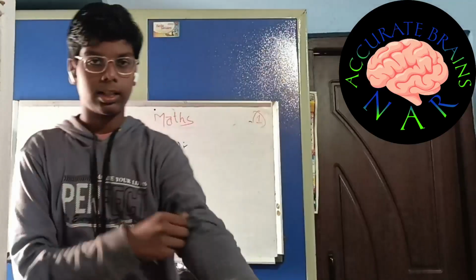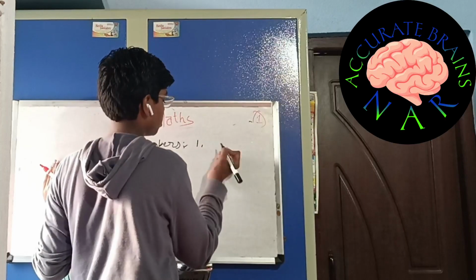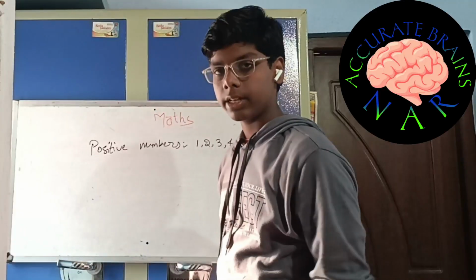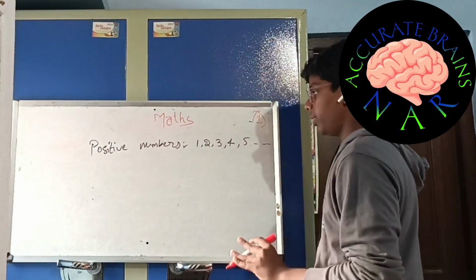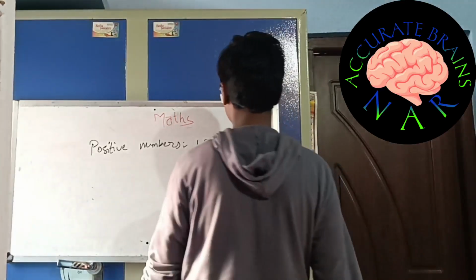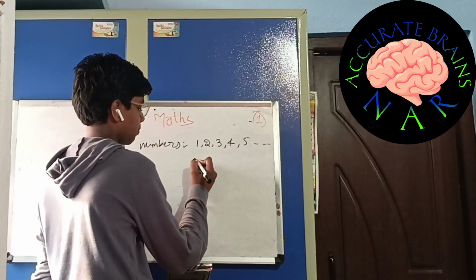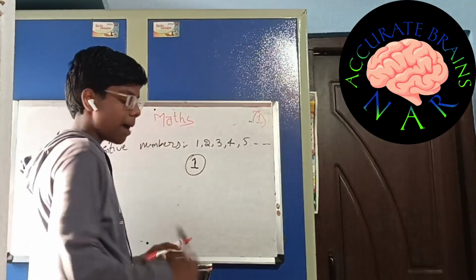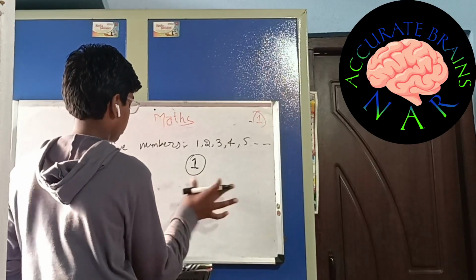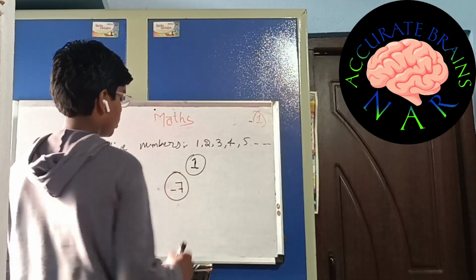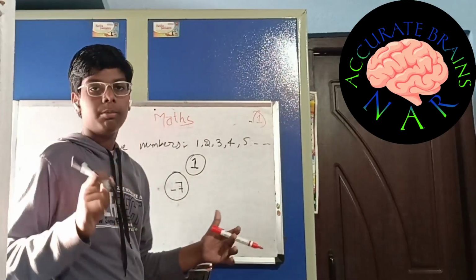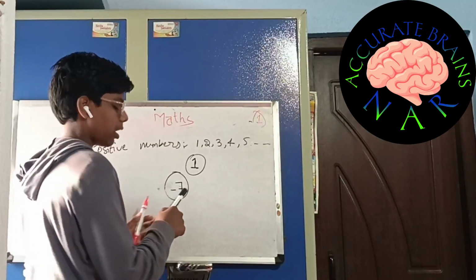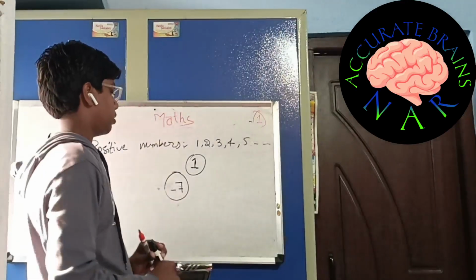Positive numbers are nothing but the natural numbers 1, 2, 3, 4, 5 and so on. Positive numbers are the numbers which are non-negative. Non-negative means that which have only the number but no sign included in front of it. For example, we take -7. This is not a positive number because in front of the number there is the sign of minus.